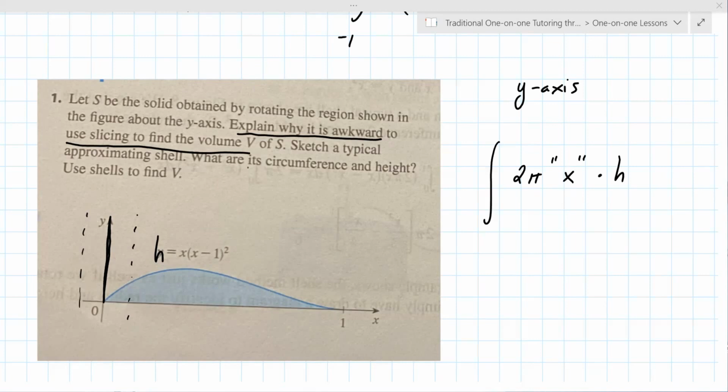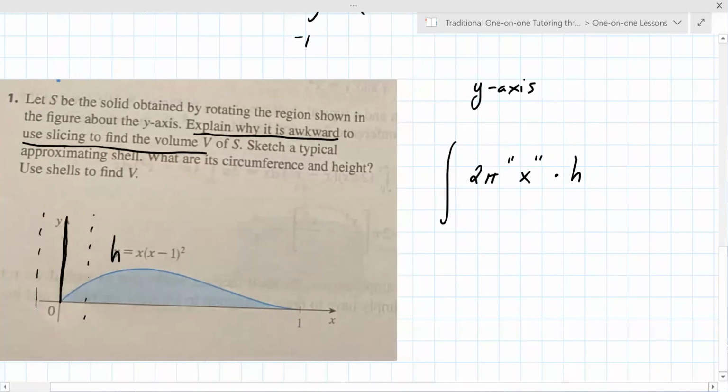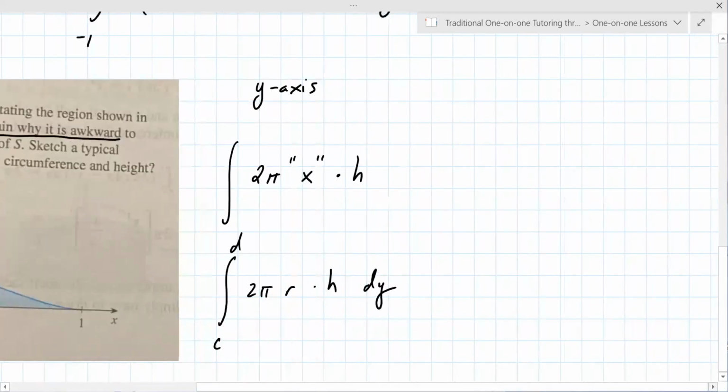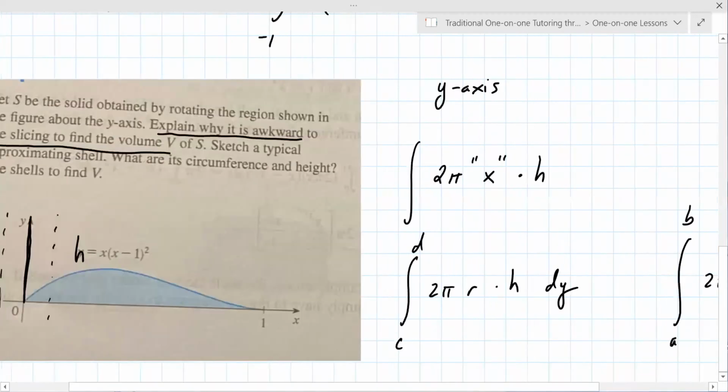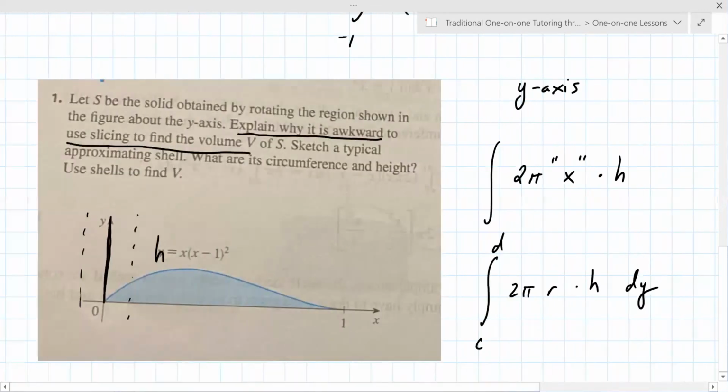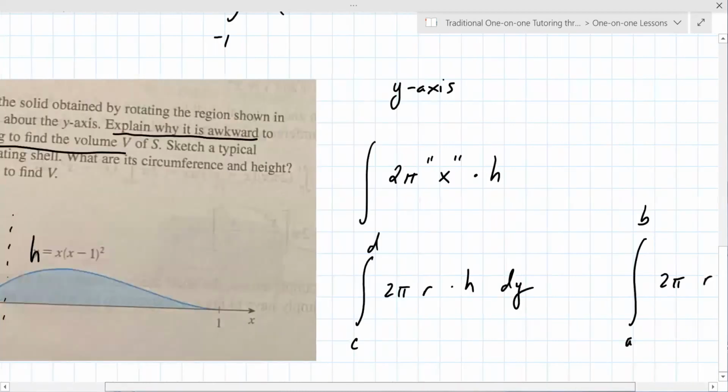The two equations that she gave us were: when you're rotating around a horizontal axis, it's the integral from C to D of 2 pi r h dy. And then for a vertical axis, same thing, but the interval is from A to B. Yeah, it's essentially the same thing as what I'm talking about here. You'll find my formulas are a little more intuitive to use. But if you want, we can use the ones you were given in class. You tell me.